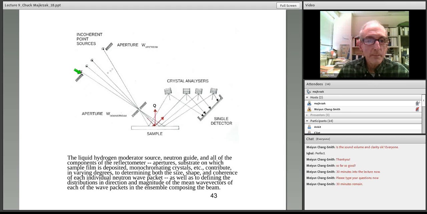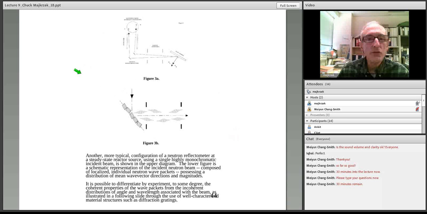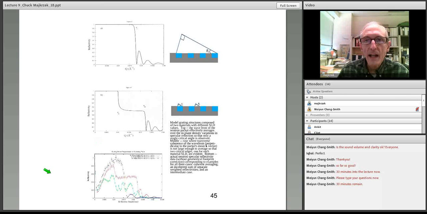So to be able to separate these two contributions, to see what the wave packet size and shape is, as well as the average or the distribution of average wave vectors associated with each of the constituent wave packets that make up the beam. To be able to do this, we can do experiments on well-defined periodic structures, for example, grating structures that have well-defined characteristic dimensions.